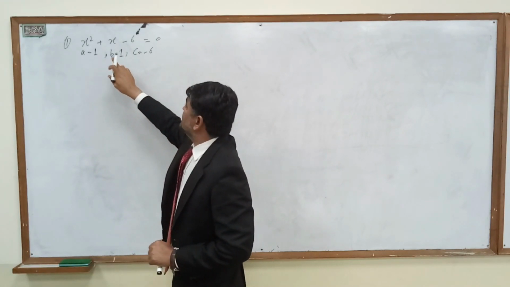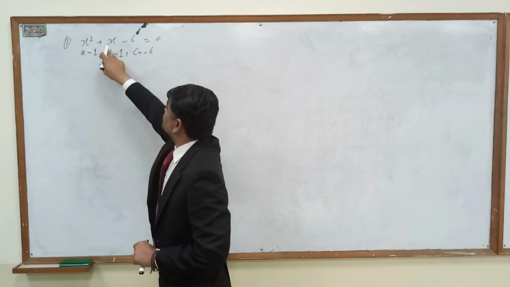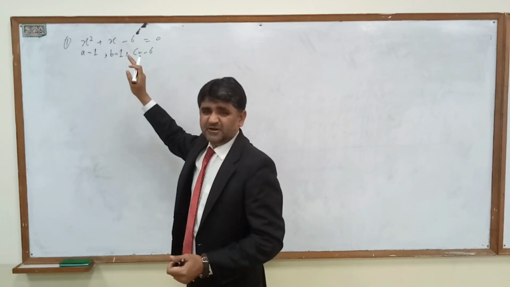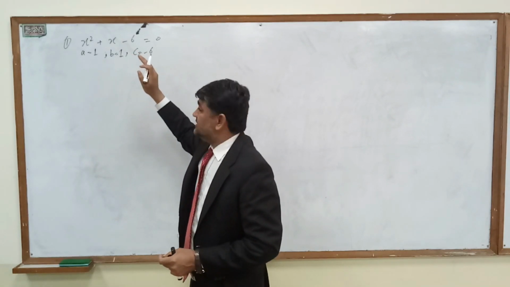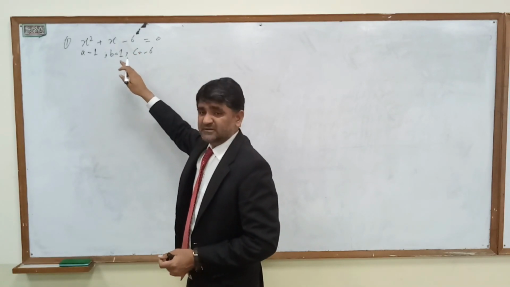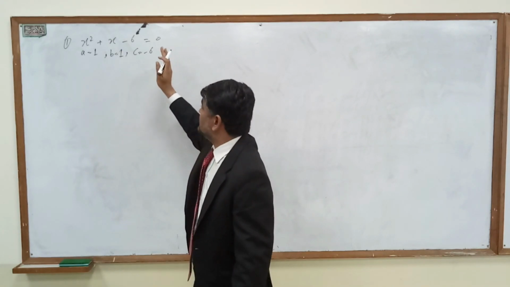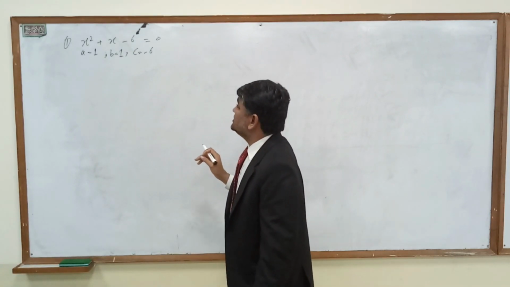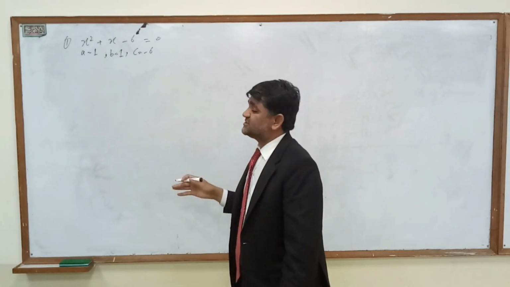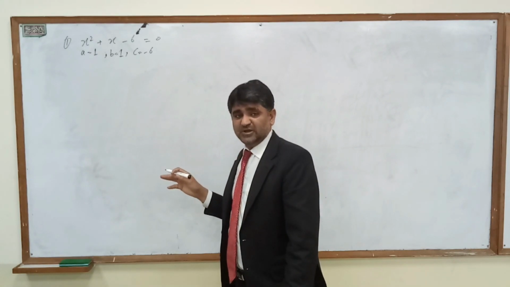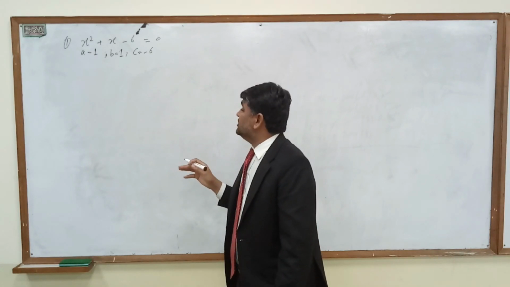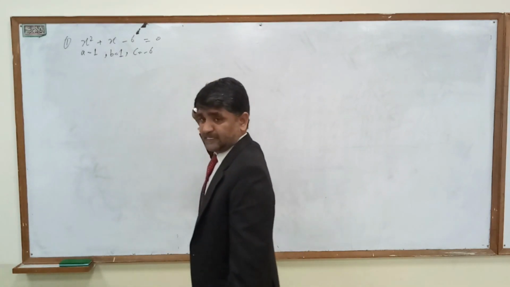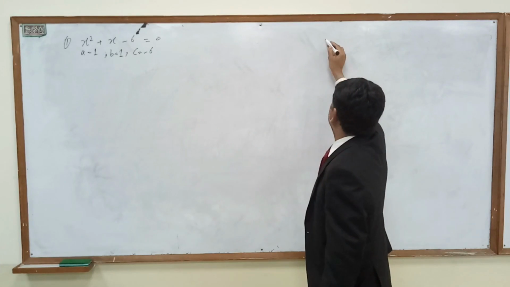Keep in mind the sign of coefficient as well as constant. If positive, we normally don't write. If there is negative coefficient, then we have to be very careful while writing the coefficients. So we are going to construct the factors of given expression. First approach is we multiply a multiplied by c.